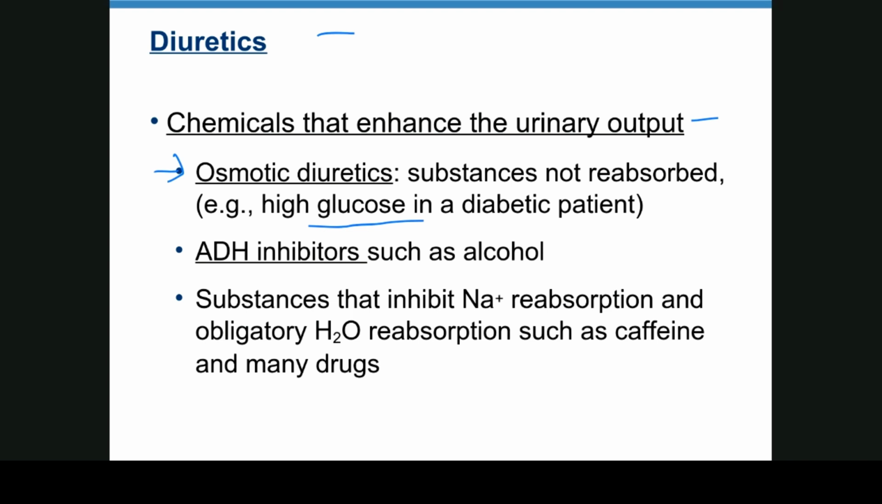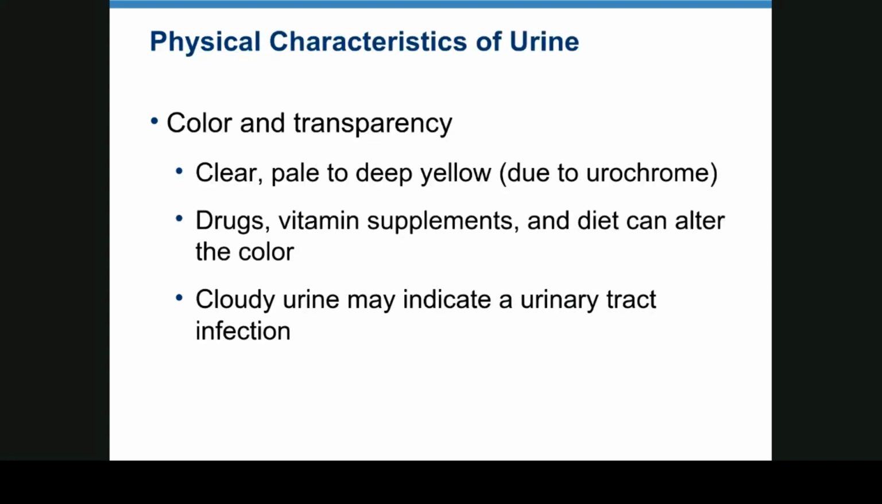Antidiuretic hormone inhibitors, alcoholic beverages, keep you from resorbing sodium and water, and you go pee a whole lot. Caffeine can be a diuretic. Okay, physical characteristics of urine: clear, pale to deep yellow due to a chemical called urochrome.